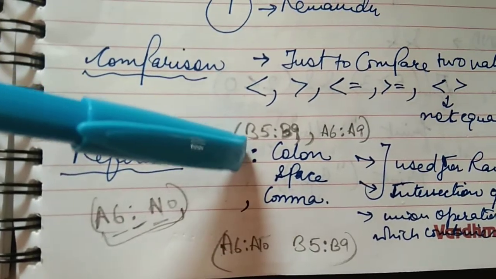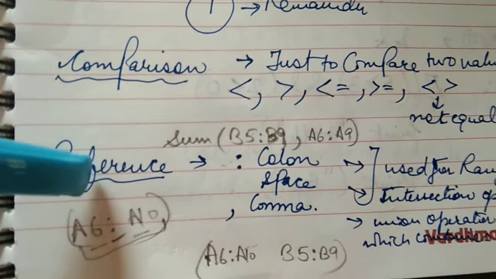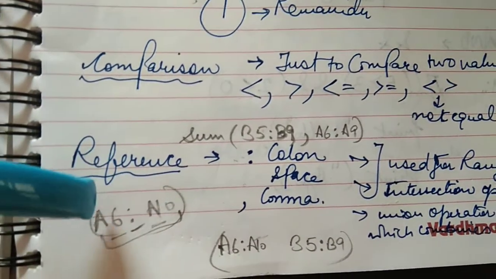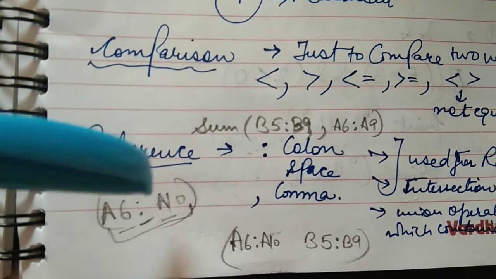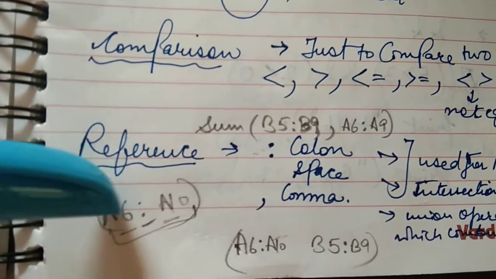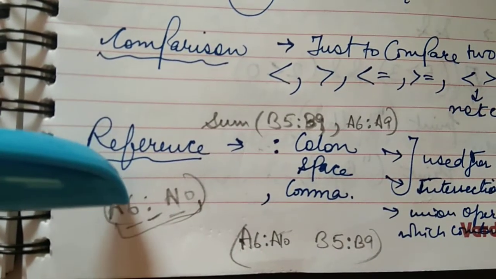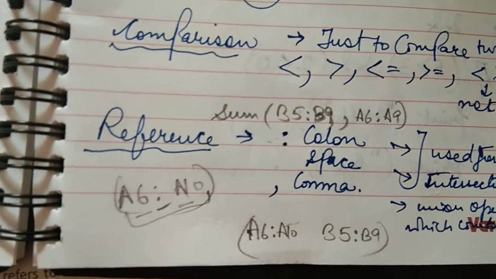Reference operators are these three. First is the colon sign, which is used as the range sign. Suppose you want to select a number of cells from A6 till A10. So the colon is used here for combining the cell numbers, depicting that from A6 till A10 we have selected the range of cells.